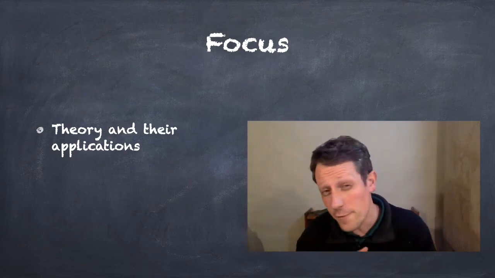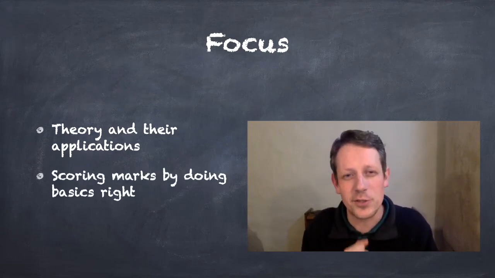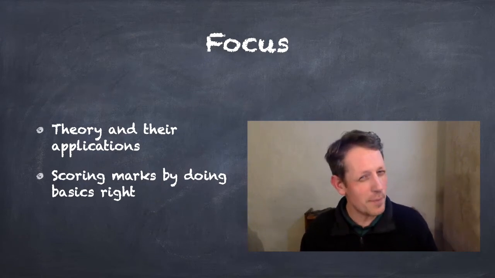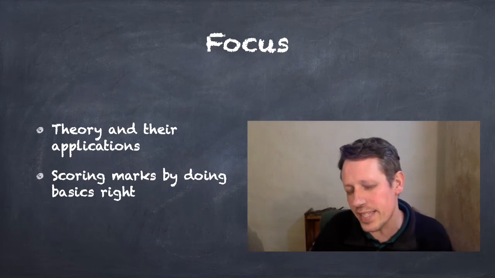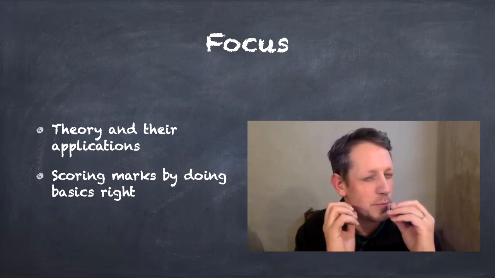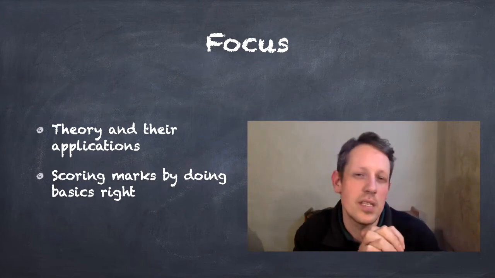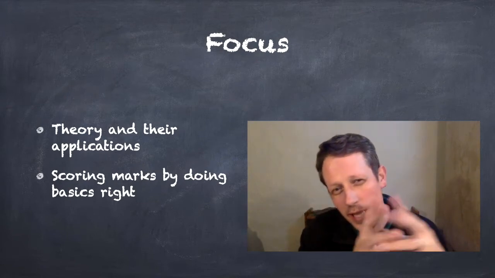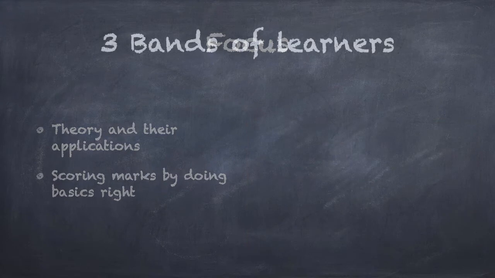Then my focus in paper 2 is scoring marks by doing the basics right. Scoring marks by making sure that I've got the right angle equal to the right angle, or making sure that I use the right formula. That's what paper 2 is a lot about. So now for the next few minutes, I'm again going to talk about the 3 different bands.